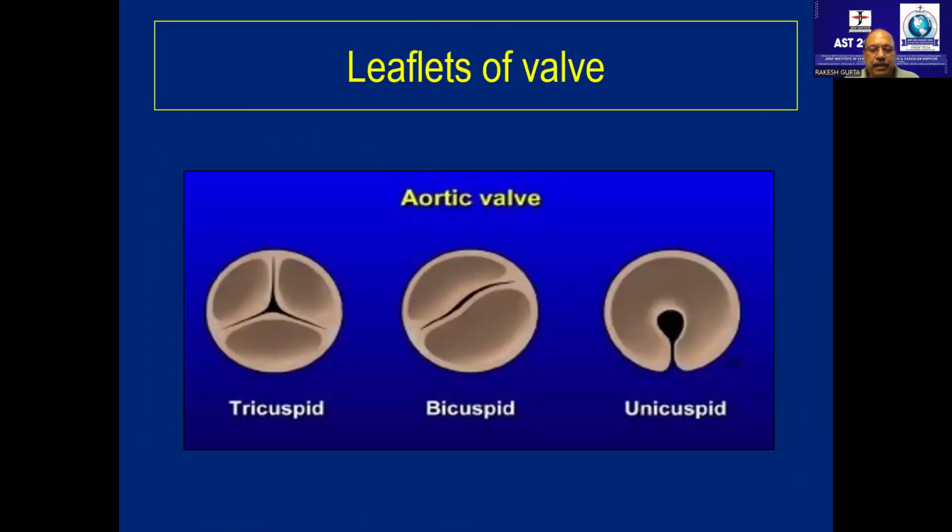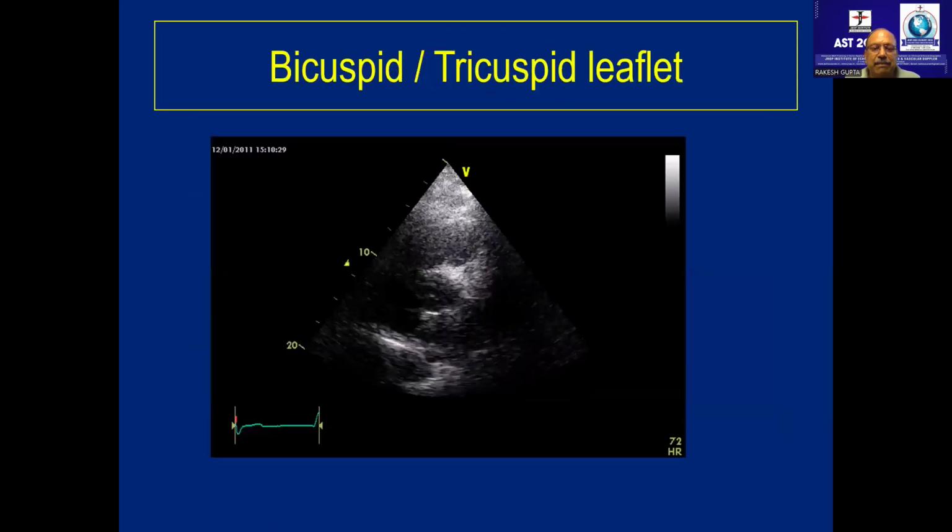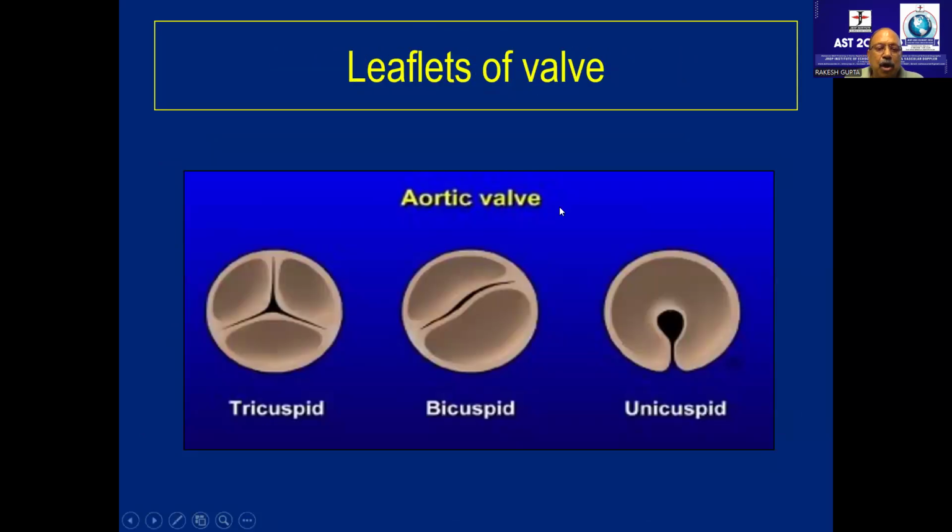Okay. Now this is what is more important. Normal leaflet is tri. This is left coronary cusp, this is right coronary cusp, this is non-coronary cusp. Why do we call them left coronary? Because the left coronary artery arises here, and the right coronary artery arises here. There is no coronary here. God has given only 2 coronary arteries. Very selfish.